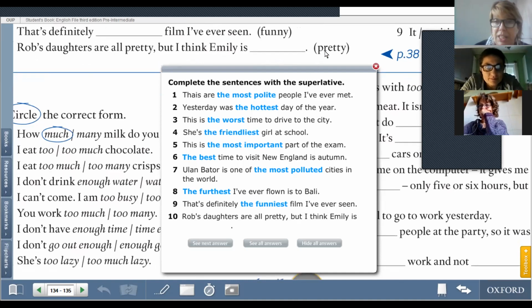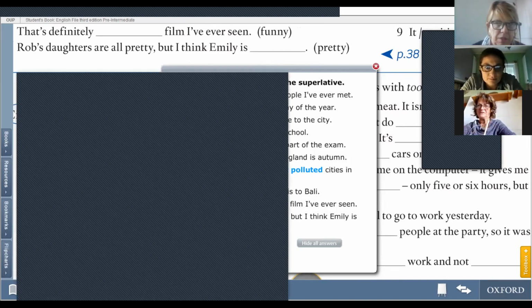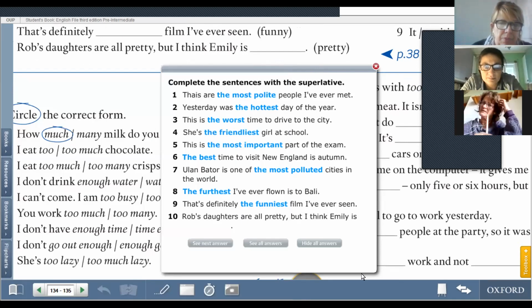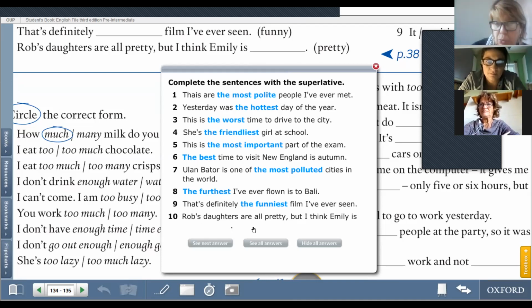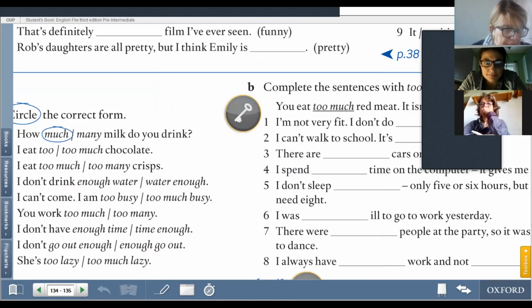And last one is pretty, Anna. Pretty. Rob's daughters are all pretty, but I think Emily is prettier. Superlative. The prettiest. Yes. Rob's daughters are all pretty, but I think Emily is the prettiest. Okay.